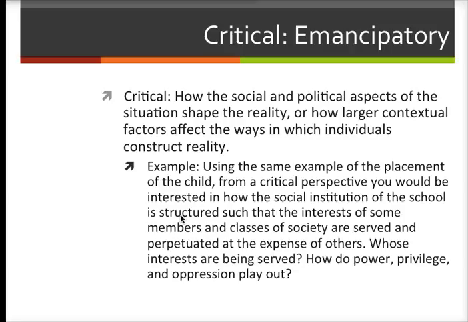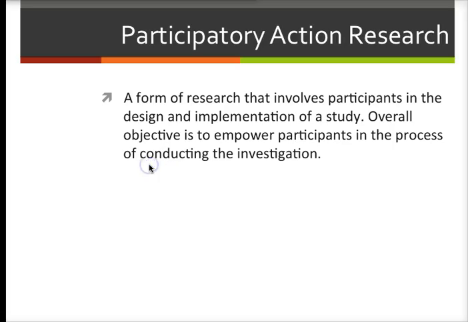It also could be, again, looking at a situation like the example I've given here. Participatory action research is action research that we're going to conduct, but it involves the participants. So if you're going to do action research with a group of people, those people help design and implement the study. The objective is to empower the participants in the process of conducting the investigation. Okay. This is not a frame that I think is going to work well for our class because it takes a great deal of time. Doing a PAR in a 15-week semester would be very challenging. But you need to know what it is.